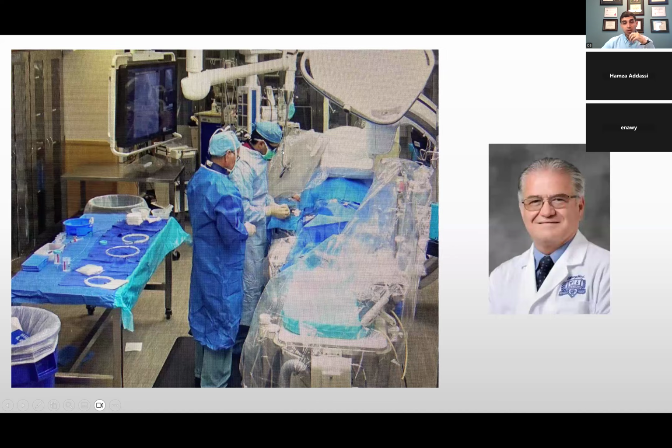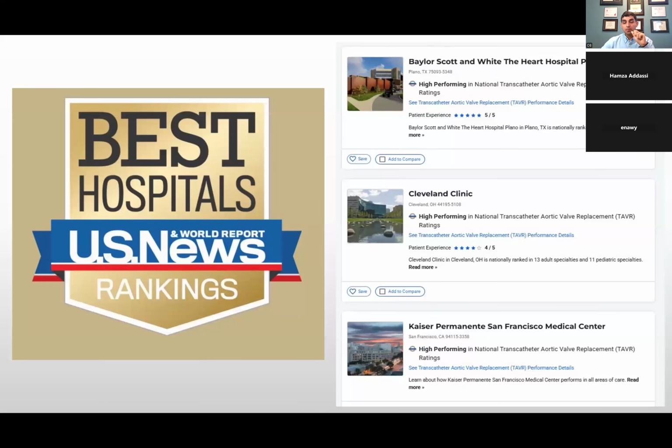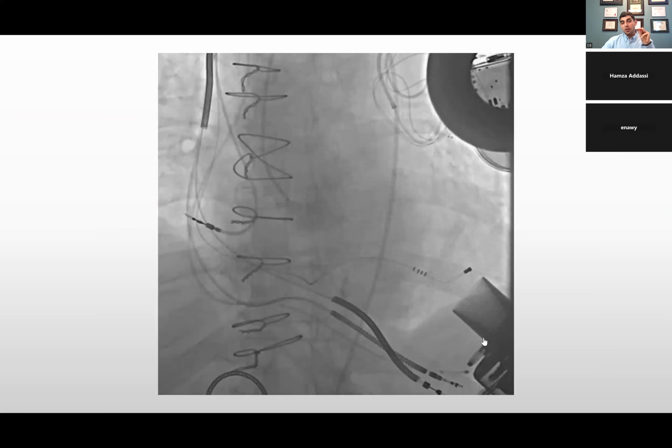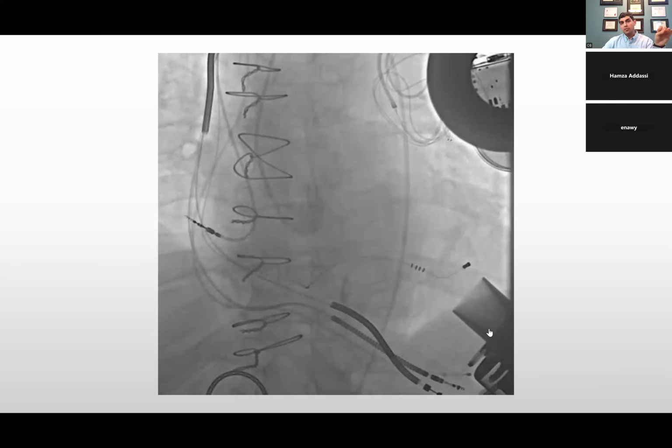I had the great privilege, I was very lucky, to actually be trained by Dr. William O'Neill. This is me and him. I was very nervous here as he's looking at me, but he's one of the pioneers of TAVR and transcaval access. Luckily, this came out last week for TAVRs. Our hospital now is ranked one of the best in the nation, the top hospital in the nation for TAVRs.